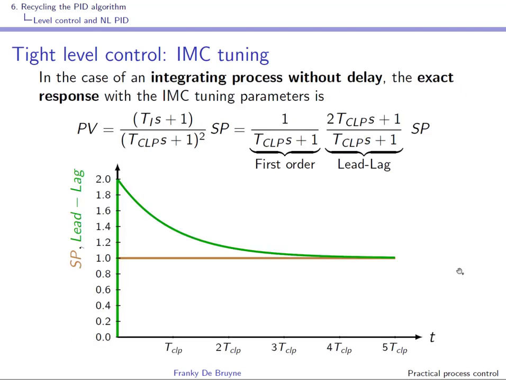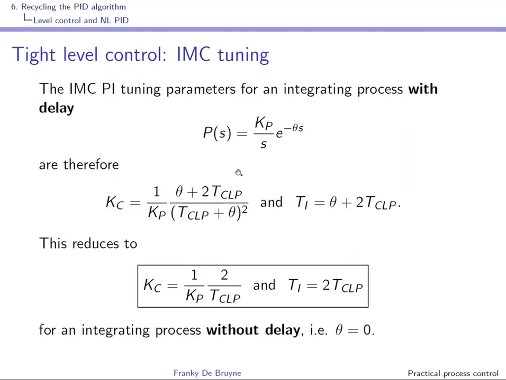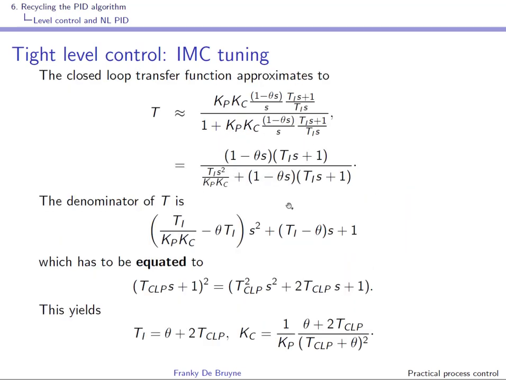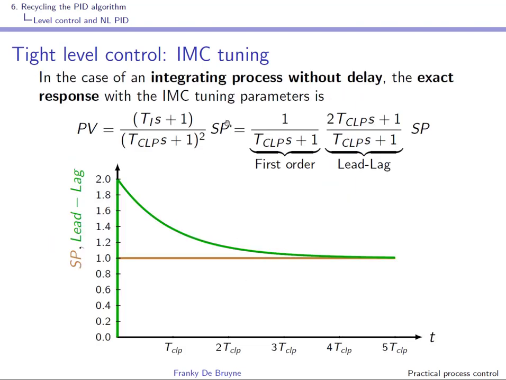In the case of an integrating process without delay, the exact response using the IMC tuning parameters can be obtained, right? If we go back 2 slides, you can see that the closed loop response is over here. At the denominator, of course, we'll have the denominator that we have imposed, and at the numerator, since theta is equal to 0, we'll have Ti s plus 1, and Ti will be here 2 times TCLP. So indeed you obtain this transfer function that you can rewrite as follows, given that Ti is 2 times TCLP.